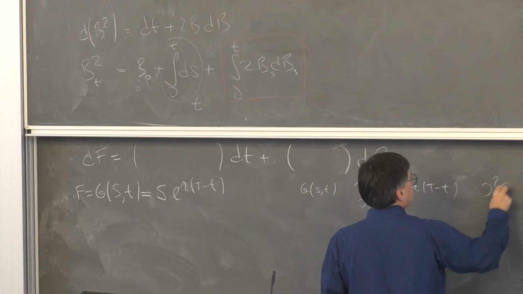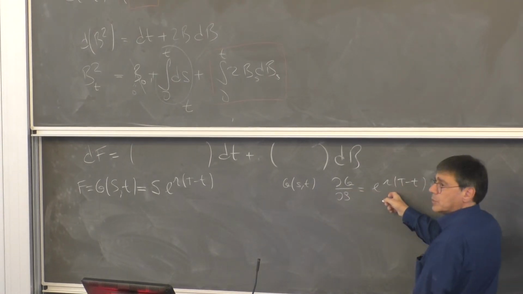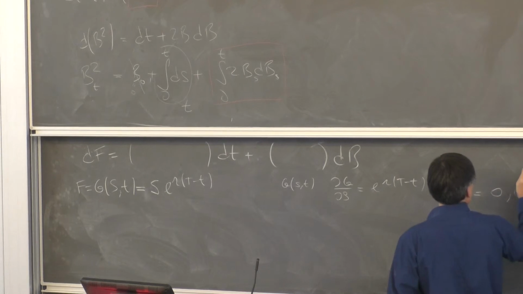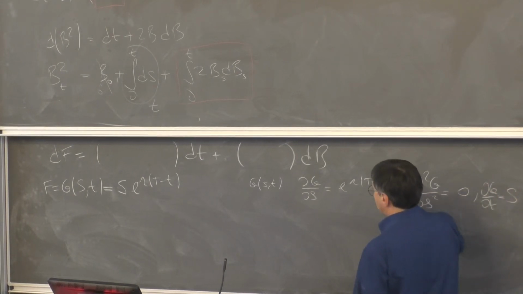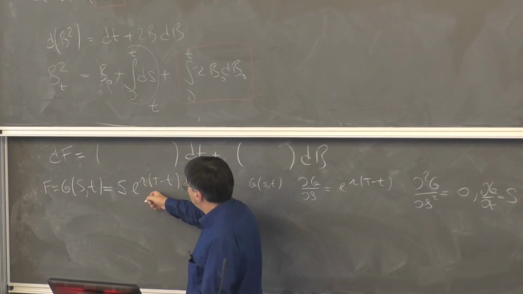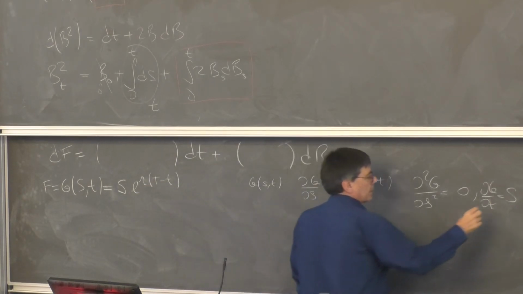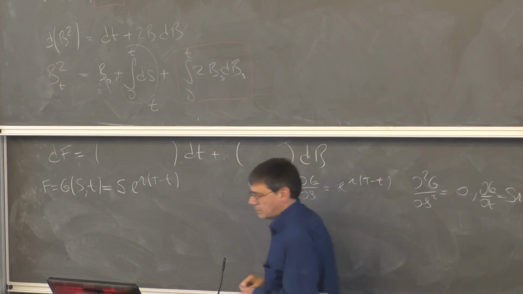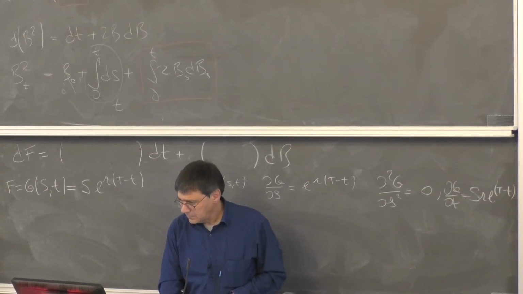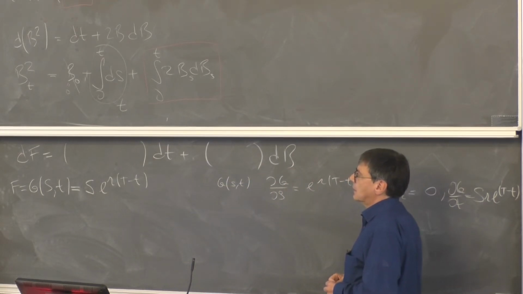Let's find the second derivative of g with respect to s. That's going to be the derivative of this with respect to s, which is 0. And we're also going to need the derivative of g with respect to t. So let's see, we're going to have an s, which doesn't play much of a role, and then we have to take the derivative of this with respect to t. So we're going to get this times minus r. Minus this times r times e to the r t minus t. So these are the partial derivatives that we're going to need to apply Ito's lemma.